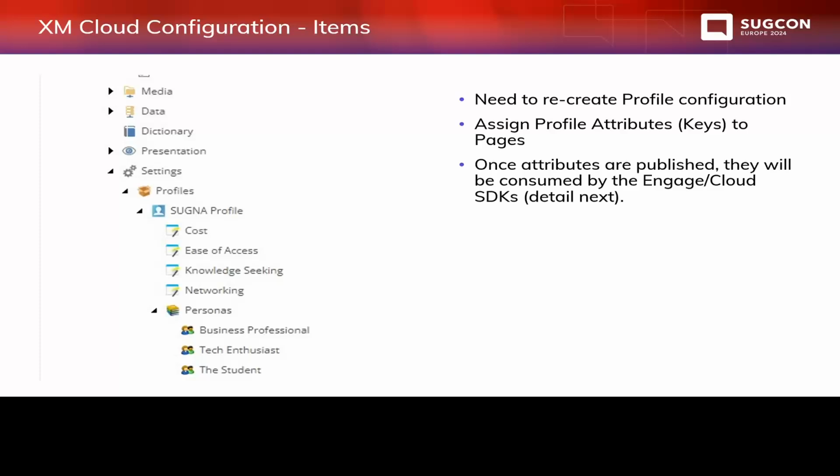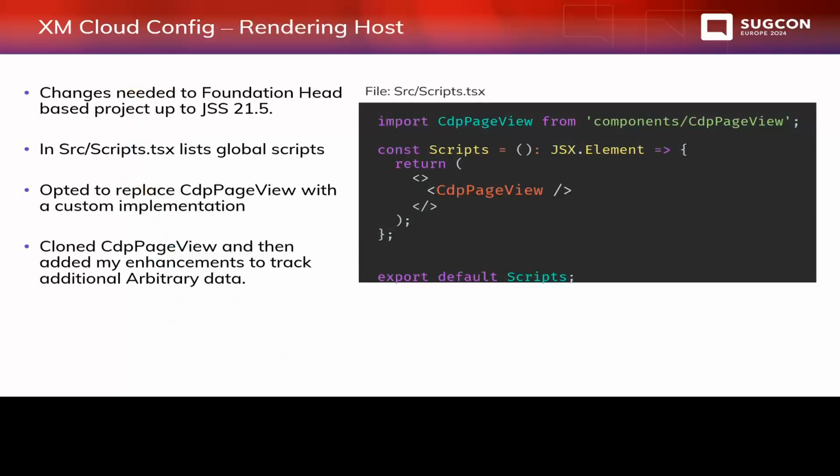And then obviously once you publish this, there's the next stage, which is modifications to the Engage Cloud SDKs in order to consume this data when somebody navigates to pages. And so we'll walk through those changes. And it's probably good to call out the fact that a lot of these changes, if you're trying to make customizations to XM Cloud, you're probably going to be making similar changes like this.